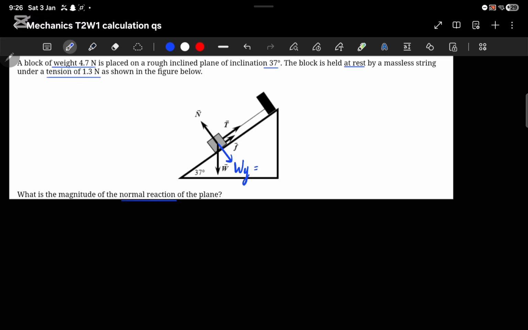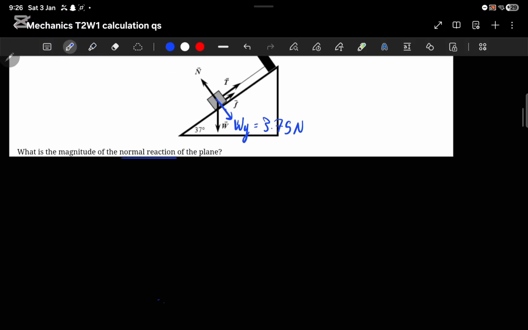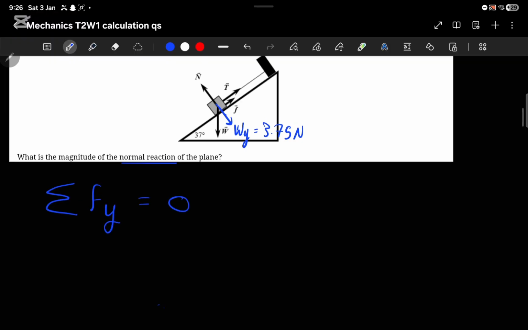Now, Wy is W cosine 37 degrees. So 4.7 cosine 37 degrees, because they gave me the weight 4.7. That's 3.75 newtons. Remember what I said, when we have only 2 forces acting on the y-axis, those being the normal and the y component of the weight, you can write by Newton's law: the block's not flying in the sky, it's holding to the inclined plane, so sigma Fy is equal to 0, because it's not moving up or down.